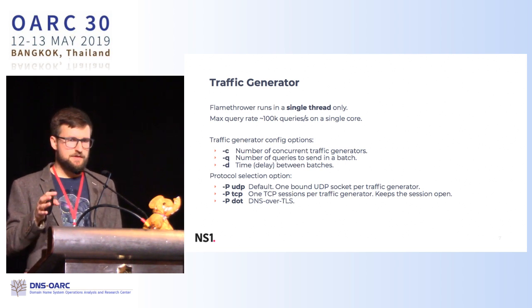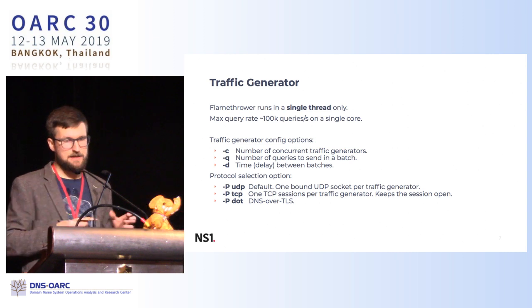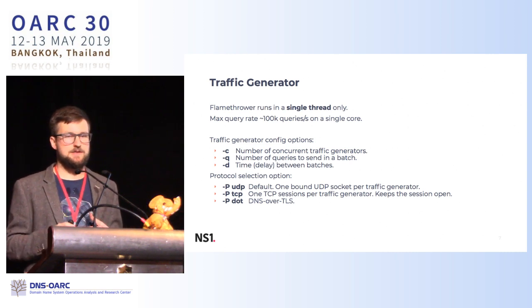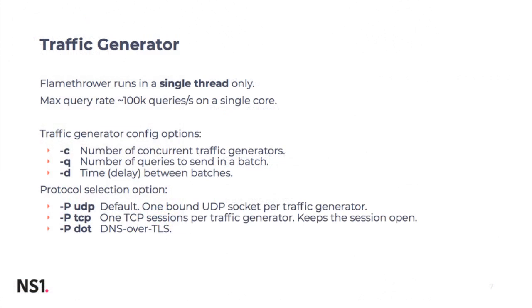So the traffic generator takes the payloads and sends them out in batches. There are 3 parameters on the command line that specify how many queries are sent. First of all, you can specify the number of concurrent traffic generators. This differs for the protocol used. If you use UDP, it's essentially the number of sockets that are created. So if you set it to 100, you will see queries coming from 100 source ports.